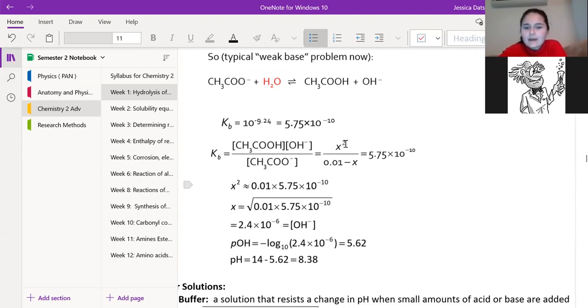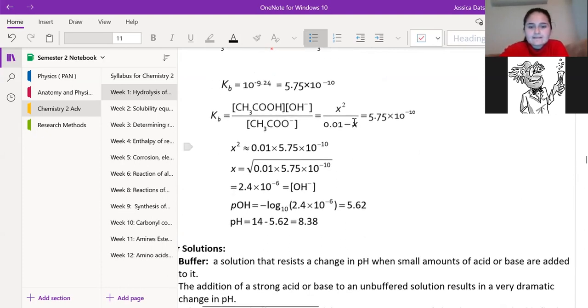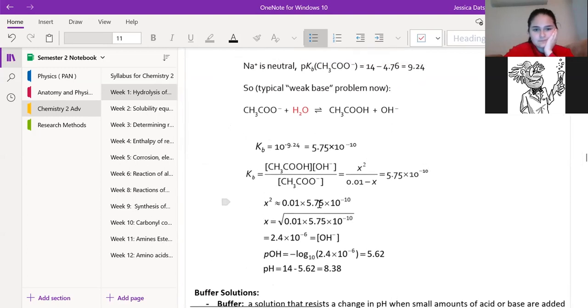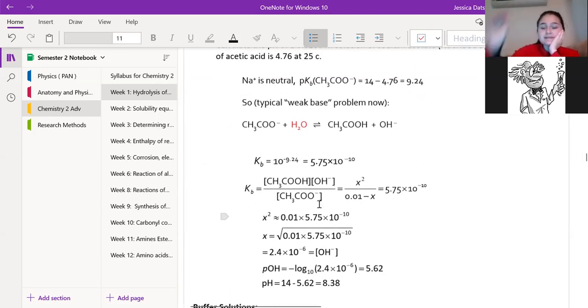Again, same situation, x squared over 0.01 minus x, same dissociation constant, if you want to call it the fancy word. So your products over your reactants, right? Same situation, you ignore the x, and you're just going to take, as you told me, 0.01 over to the 5.75 times 10 to the negative 10. Square root it, get an answer for OH, and then negative log it. And then 14 minus.